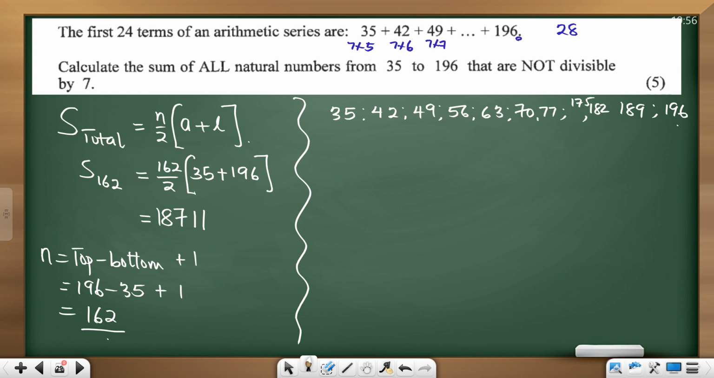What is the last term that is divisible by 7? Is 196 divisible by 7? Let's check. 28. All right, okay. So all of these terms are divisible by 7. So there are 28 of them. Can we find the sum of this? Give me 28 there. Guys, all of these are multiples of 7. How many terms are here? Give me 28. Why did you give me 28?